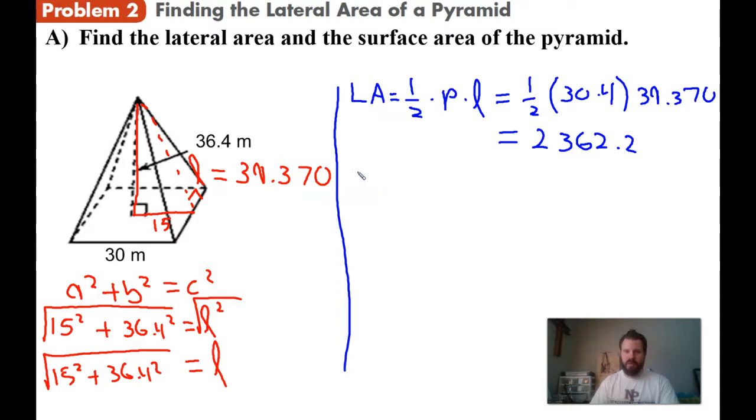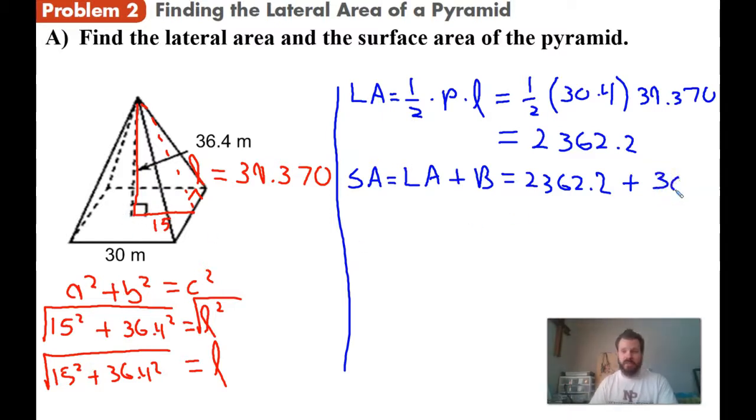Split this up a little bit. And then my surface area will be my lateral area plus b for the one base. So in other words, 2,362.2 for the lateral area, plus for the area of my base, square with a side length of 30, that'll be 30 squared. All right, when I add all of that together, I get a 3,262.2, we could say meters squared.